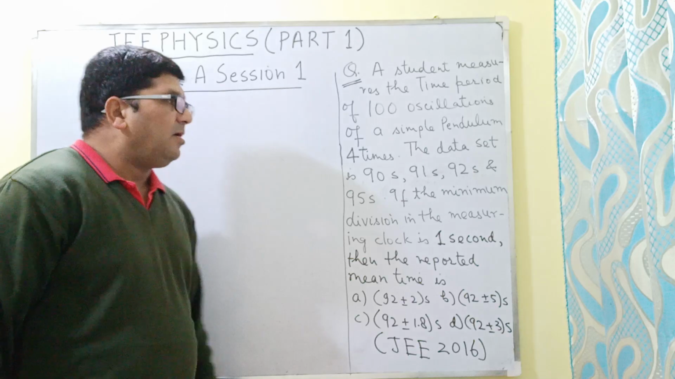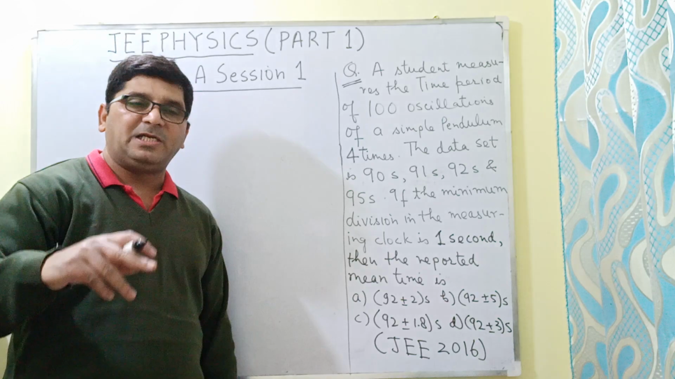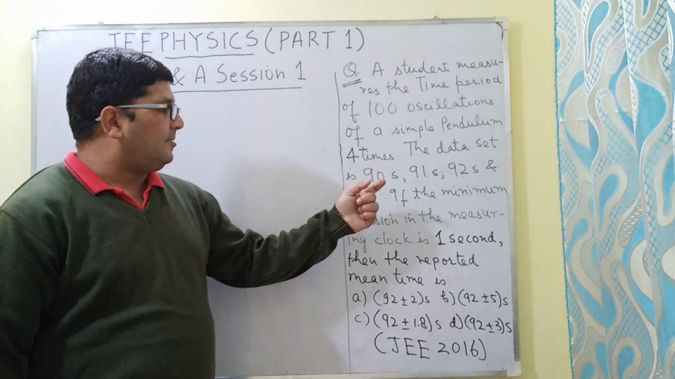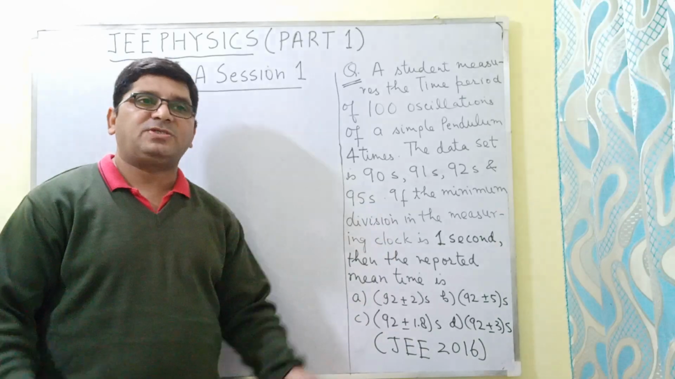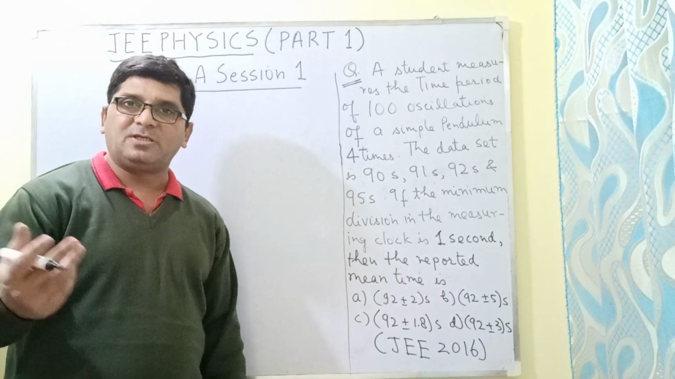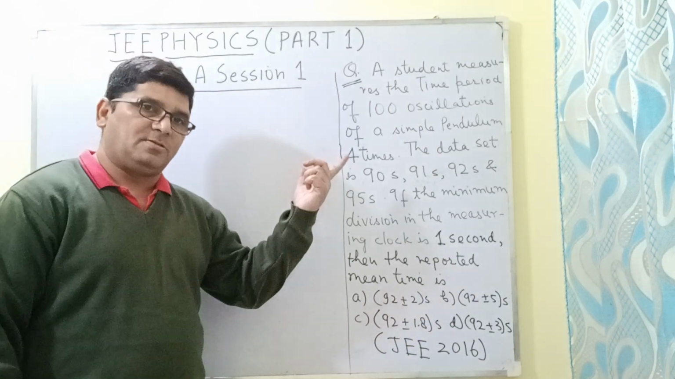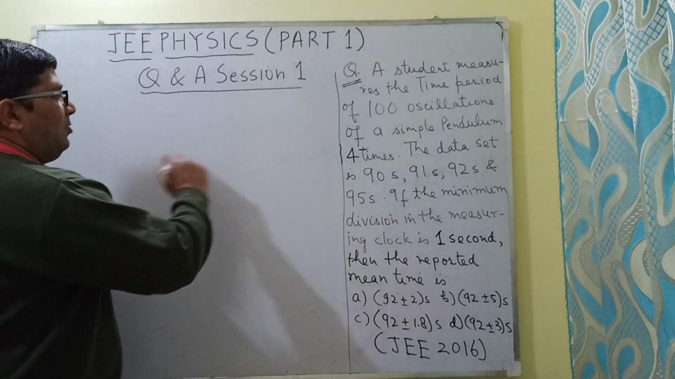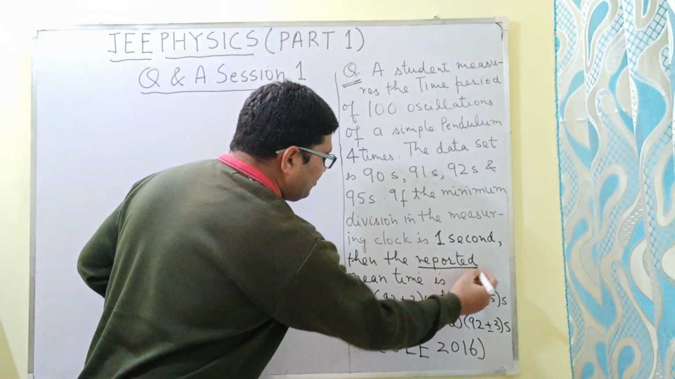Now I have already created one playlist by the name of units and measurements. In that playlist I have discussed in detail about the topic of errors in measurement, in which I have discussed the absolute error, the mean absolute error, what is the percentage error, what is the relative error. So you can access that playlist and go through that topic in detail. Now here we have to find the reported mean time. This is what we have to find.